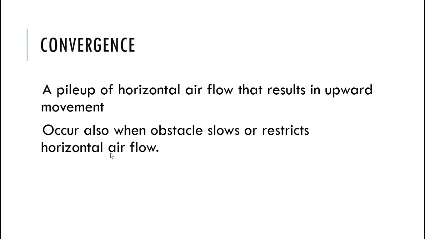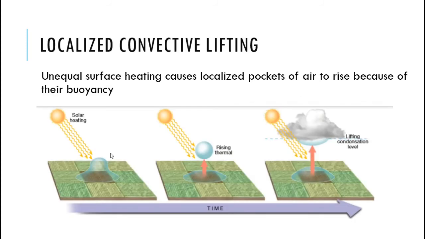Convergence. It's a pile-up of horizontal air flow that results in an upward movement. So, yan naman, nagpa-pile up naman yung mga nagmo-move horizontally. That's why meron piling up, upward movement of air. It occurs also when an obstacle slows or restricts the horizontal airflow. That's convergence. We also have what we call localized convective lifting.